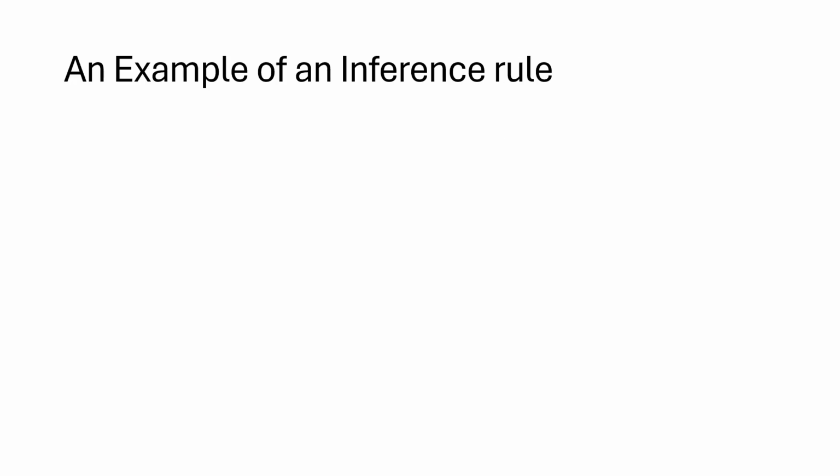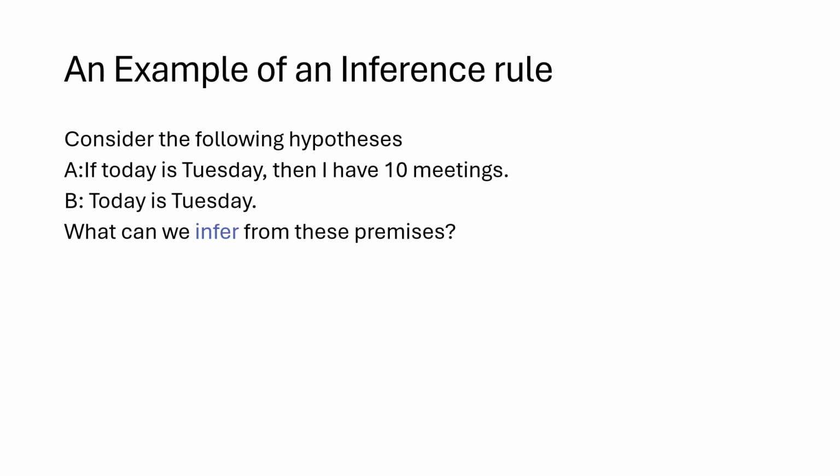Now, before getting into the formal system and rules of inference, let's do an example just to show you that this is not something very strange, and this is something that you naturally do. We are just trying to formalize the way that we actually think when we are making these arguments. So let's take a look at this example. We have two known facts, or two things that we assume to be true. Fact A says, if today is Tuesday, then I have 10 meetings, I as the lecturer.